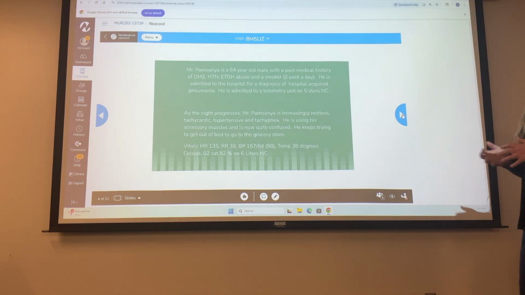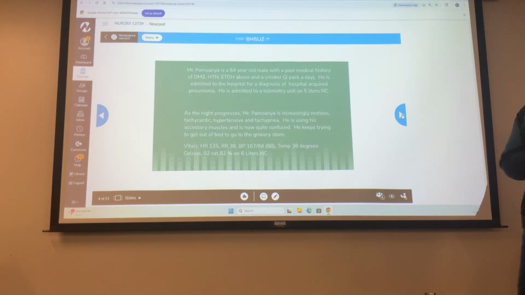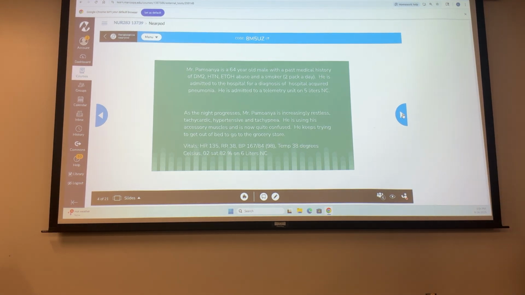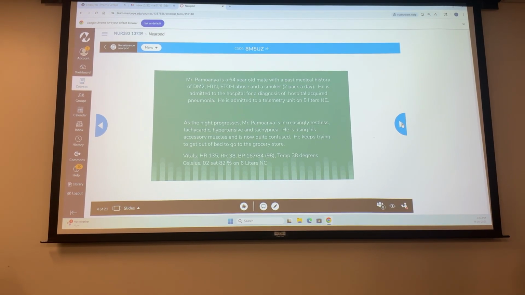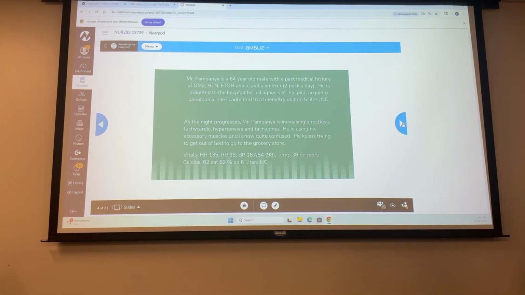Okay, so Mr. Pneumonia is a 64-year-old male with a past medical history of type 2 diabetes, hypertension, ETOH abuse, and a smoker, 2 packs a day. He is admitted to the hospital with a diagnosis of hospital-acquired pneumonia. He's admitted to a telemetry unit on 5 liters nasal cannula. As the night progresses, Mr. Pneumonia is increasingly restless, tachycardic, hypertensive, and tachypneic. He is using his accessory muscles now, and he's confused. He keeps trying to get out of bed to go to the grocery store. Why not?